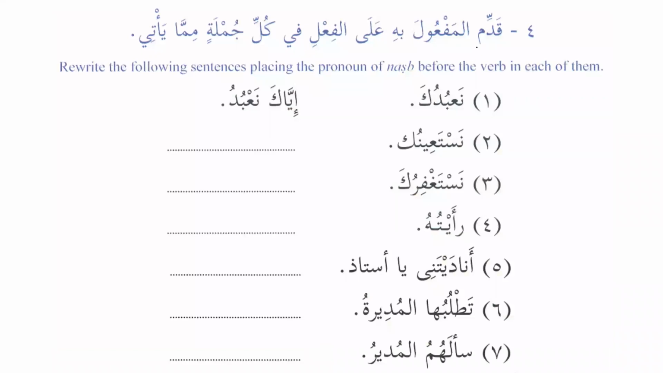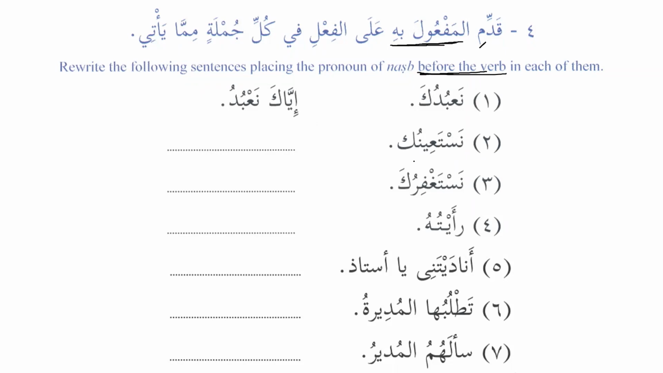Qaddim. We know qaddama yuqaddimu taqdiman is to bring something forward. Qaddim al-maf'ula bihi. What do we have to bring forward? The object, maf'ul bihi, ala al-fi'li, to the verb, fi kulli jumlatin mimma ya'ti, in each of the following sentences. The translation says: rewrite the following sentences, placing the pronoun of nasb before the verb in each of them. Example, na'buduka. If we want to bring the detached pronoun, we use iyyaka na'budu.